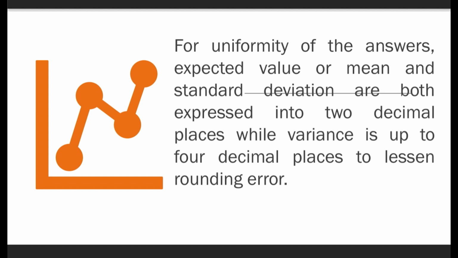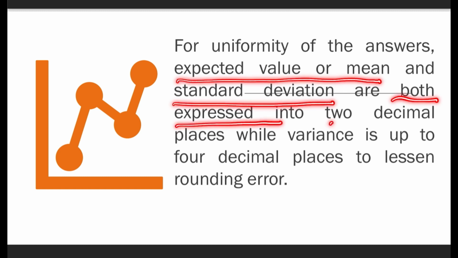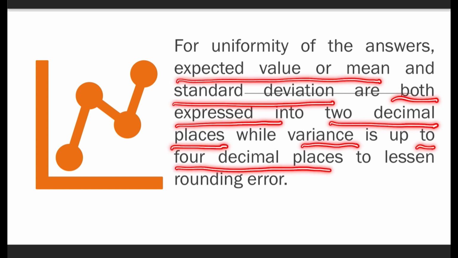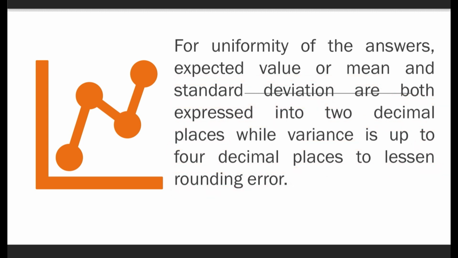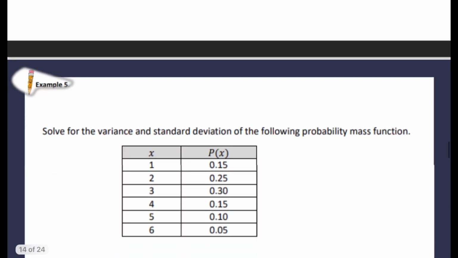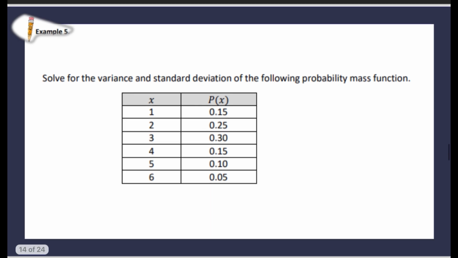Before we have an example, for uniformity of the answers, expected value or mean and standard deviation are both expressed into 2 decimal places, while variance is up to 4 decimal places to lessen the rounding error. Now, let's have example 1.